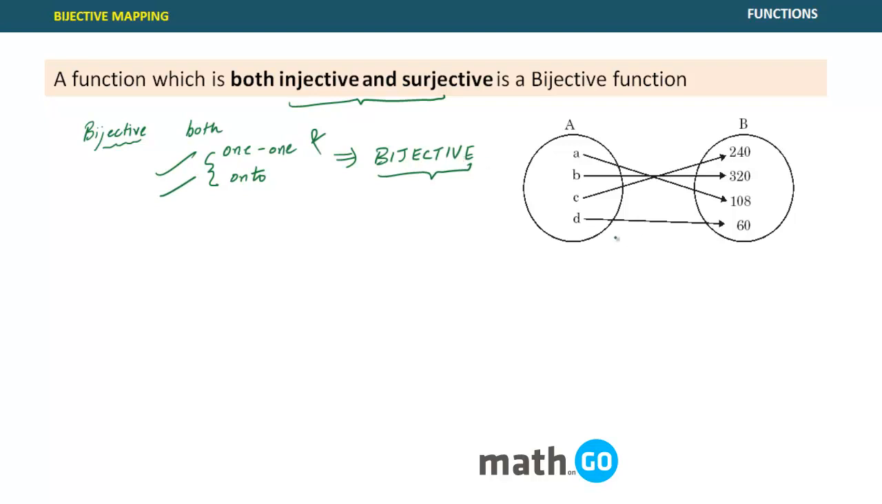So as in the fourth diagram that we took in the previous concept, if you can see, this is 1-1, right? And this is also onto, right? So I would say a mapping from A to B in this particular case is a bijective mapping. This is what I will say about this. I would say this is a bijective mapping.